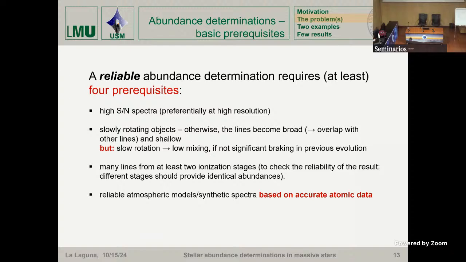And we need many lines from at least 2 ionization stages to check the reliability of the result. Namely, these different ions should provide us with identical abundances. Otherwise, something is rotten with our atmospheric model. Yeah, and for all this, we need reliable model atmospheres and synthetic spectra, which are based on accurate atomic data, and that's a problem in its own.